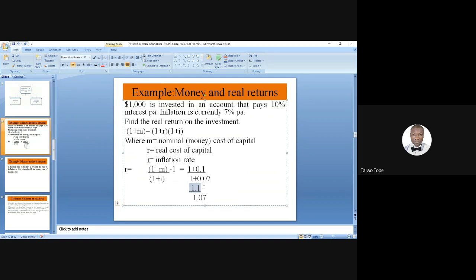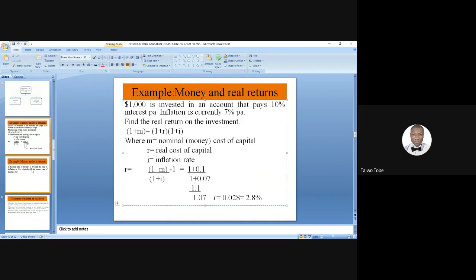So with this now, you can determine your real return on investment. So your R will be what from this? The value of R will be what? When you simplify, when you divide now, the value of R should be equal to 0.028. And in terms of percentage, it should be 2.8%. So this will be your real rate of return.